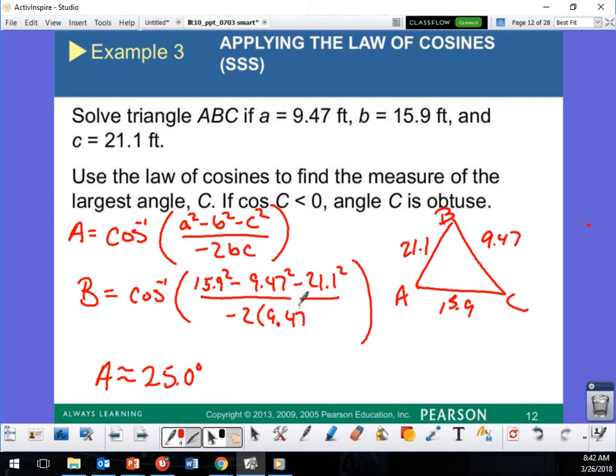And then we don't have to do it for C. Why do we not do it for C? You can just subtract to get it for C. So 109. And C should be the largest. Sure.